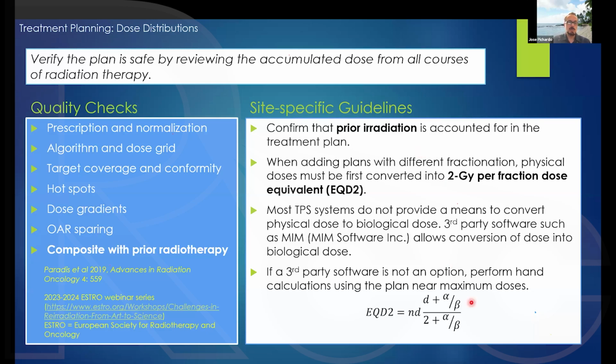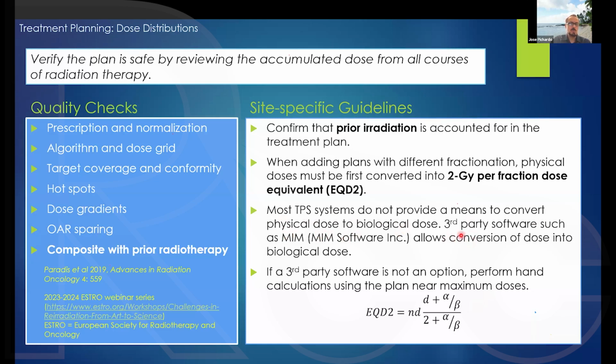I give you the formula down here, right? N is the number of fractions. D is the fraction size, the dose that you're giving each day. Alpha over beta is the parameter that has to do with the tissue that you're looking at, tumor versus normal tissue. Now, the challenge with this is that most treatment planning systems do not give you a way to work with biological dose. You can only work with physical dose.